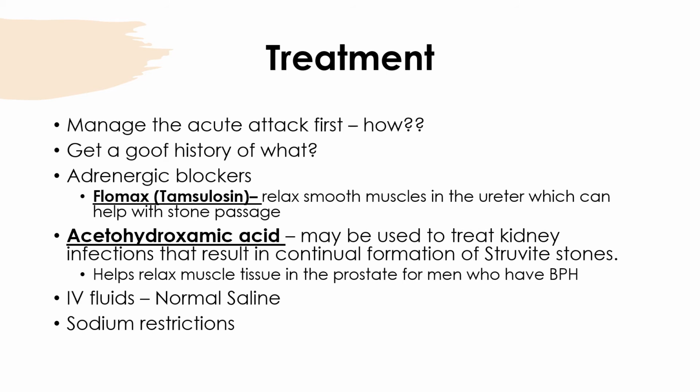There's also acetohydroxamic acid, and this may be used to treat kidney infections from struvite stones. Okay, so it helps relax muscle tissue in the prostate for men who have BPH. And that bullet here should actually be up with Flomax. So it helps relax muscle tissue in the prostate for men who have BPH. Okay, and the acetohydroxamic acid is used to treat kidney infections from the struvite stones.